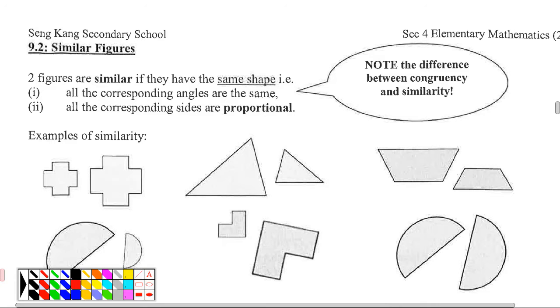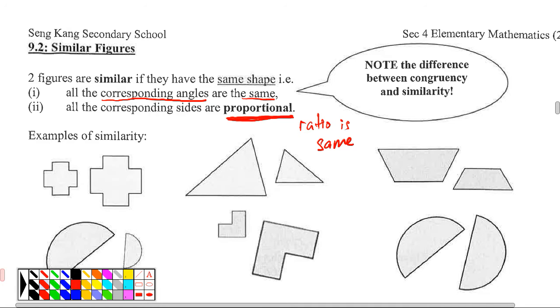Okay, for similar shape, same thing. Now the corresponding angles are the same. But are the lengths the same? No. But they are proportional. Now proportional means what? Proportional means the ratio is the same. Okay, the ratio is the same.